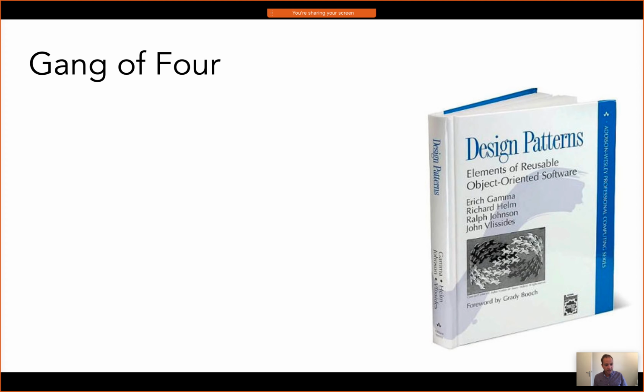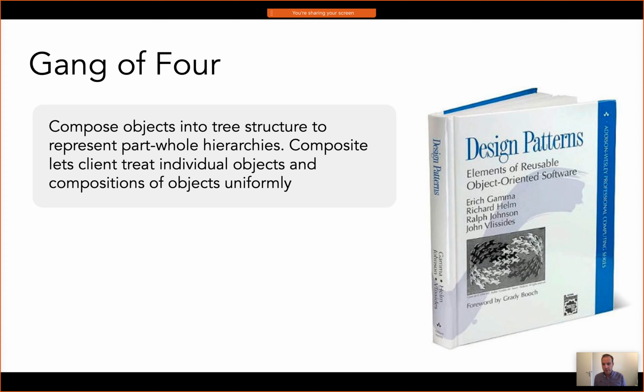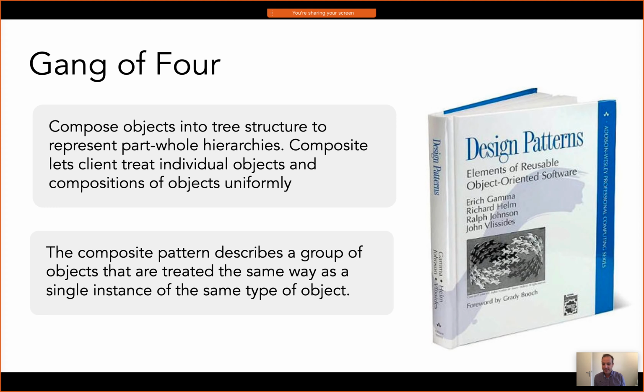So what does the Gang of Four have to say about the composite pattern? Well, they say that you can compose objects into tree structures to represent part-whole hierarchies. Okay, that's pretty opaque. I think Wikipedia has a bit better definition for this, or for me at least. And they say that the composite pattern describes a group of objects that are treated the same way as a single object, a single instance of the same type of object.